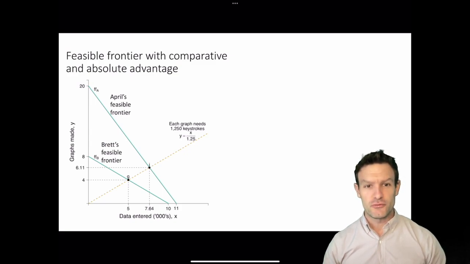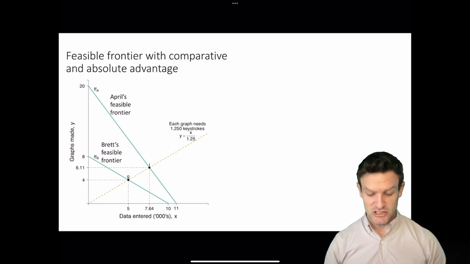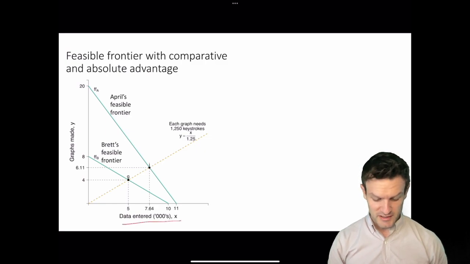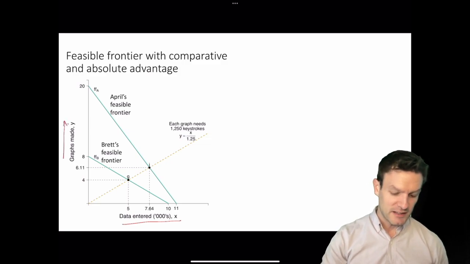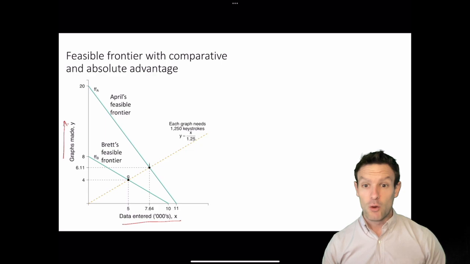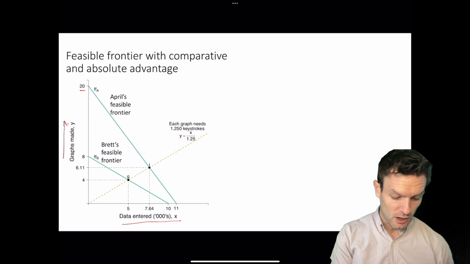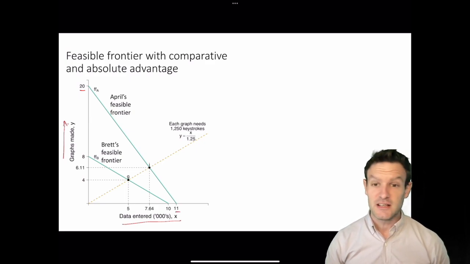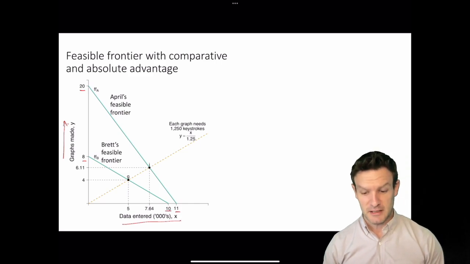So here we have two feasible frontiers, one for April and one for Brett. When we think about these feasible frontiers, what we're going to see is that we've got two potential outputs that they can engage in producing. The first one is data entered along the x-axis. The second one is graphs made along the vertical axis. What we can see here is that the intercepts for April are 20 and 11 respectively, and the intercepts for Brett are 8 and 10 respectively.